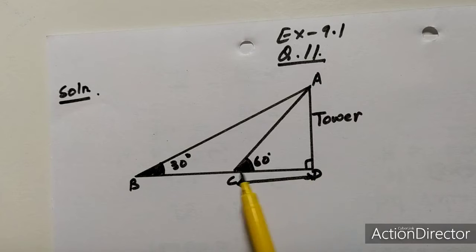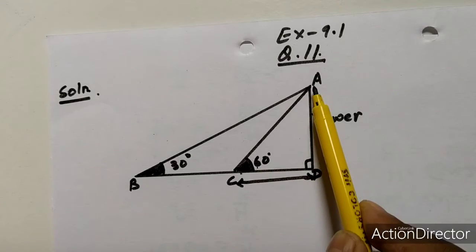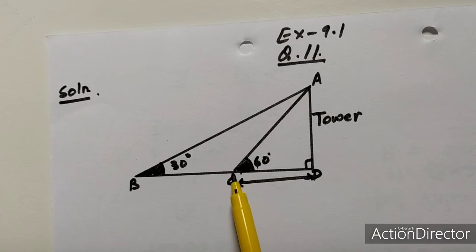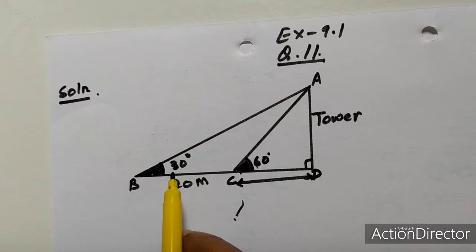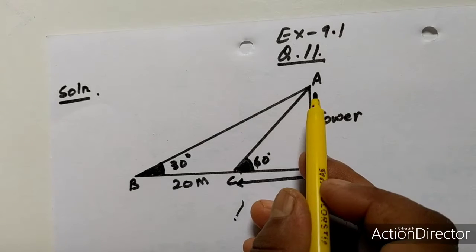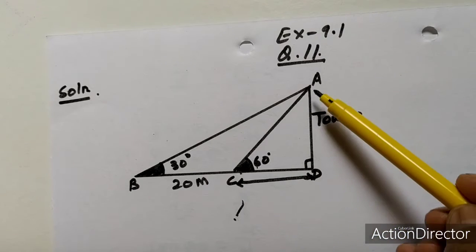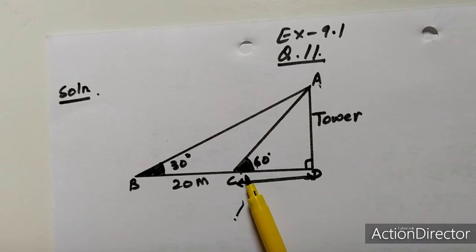That means this is the canal. Okay, from one end the angle of elevation of the tower is 60 degree. When you move this side 20 meter away, then the angle of elevation changes to 30 degree. And they are asking, find the height of the tower and the width of the canal.